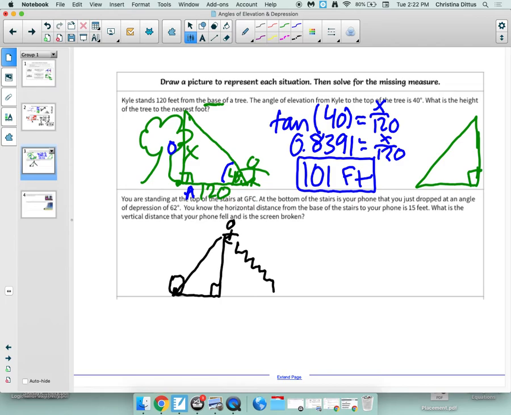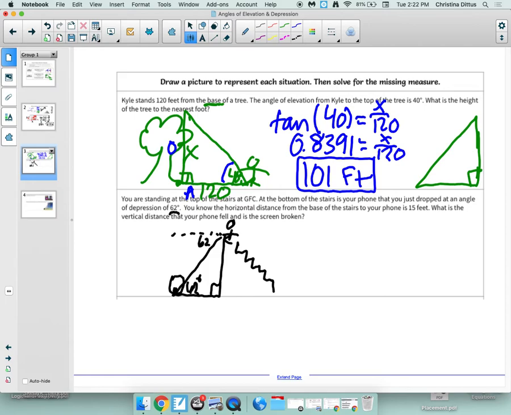Alright, first number I come across is the angle of depression of 62 degrees. My depression angle is outside of my triangle, so this is where my 62 is. Where do I put it inside, at the bottom or the top? The bottom. Because if the phone is staring at me with tears in its eyes, that's the angle of elevation for the phone.